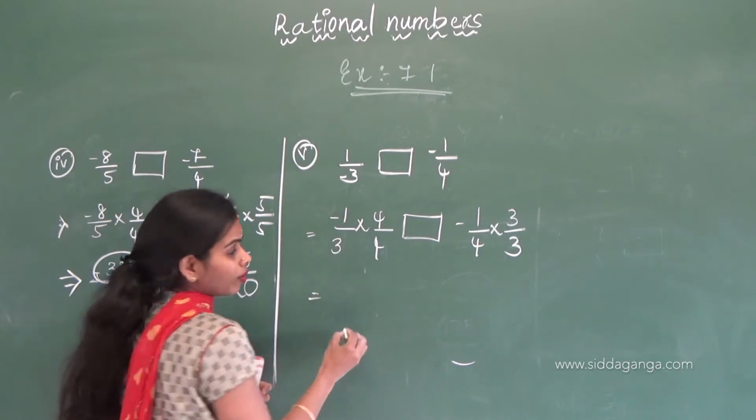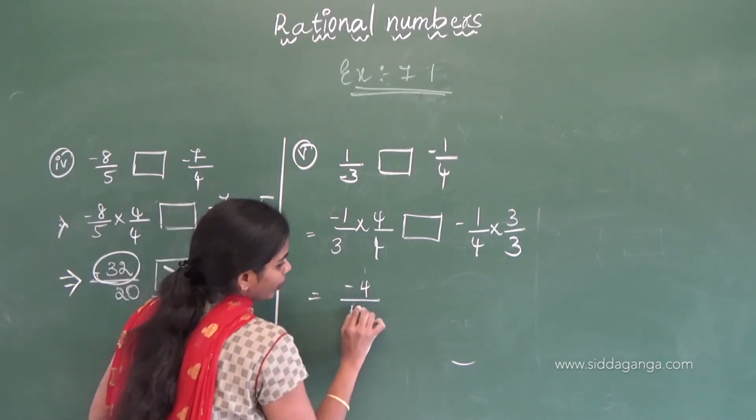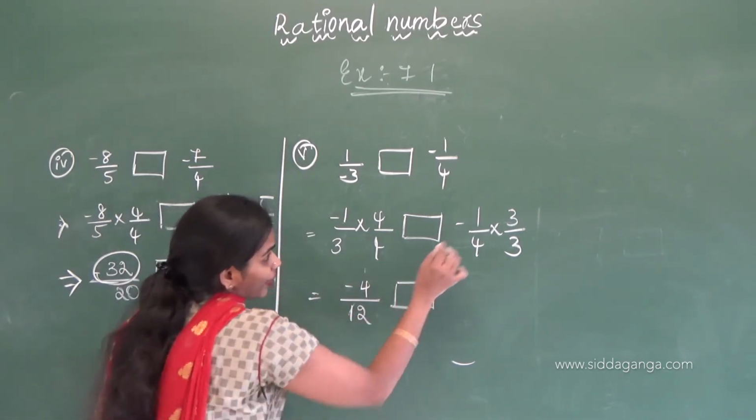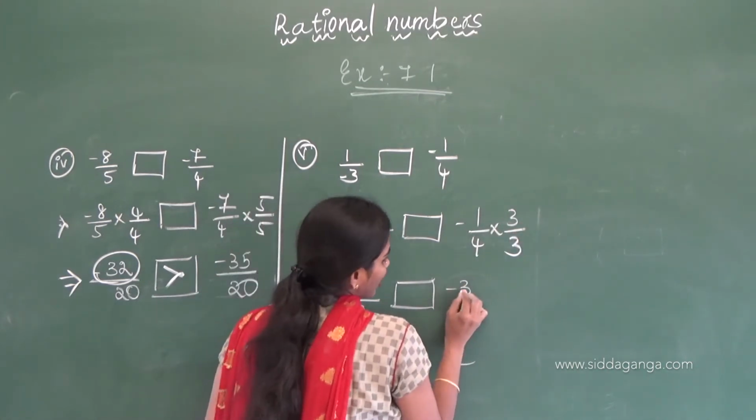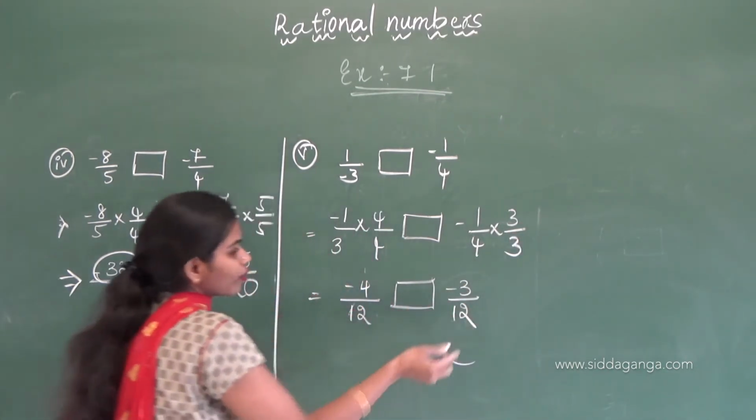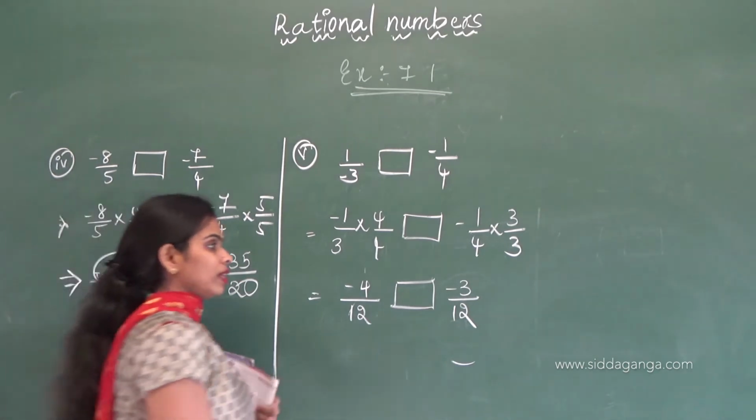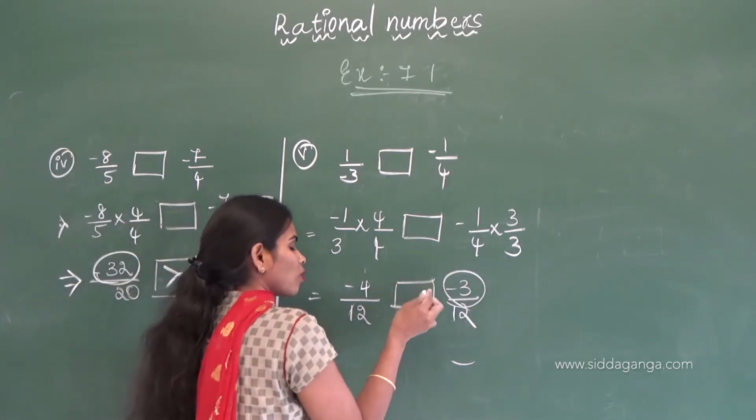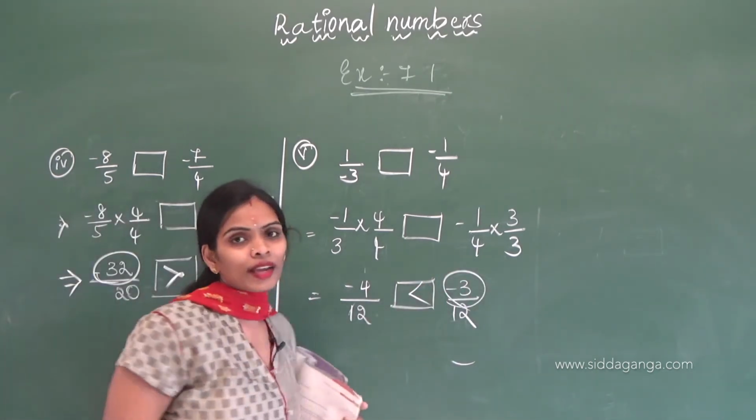Minus 1 into 4, minus 4 by 12. Minus 1 into 3, minus 3 by 12. Which one will be greater in between these two? The number which is having the smaller quantity is the greater in negative terminology.